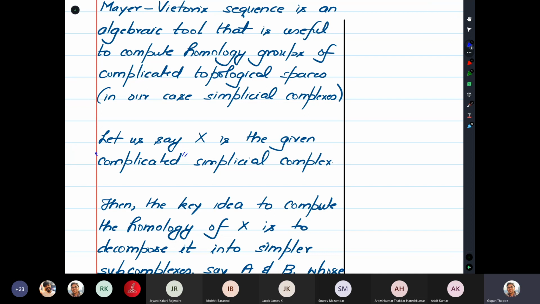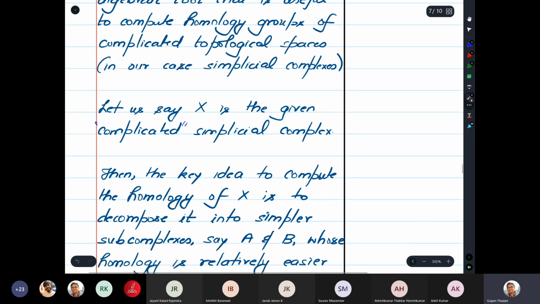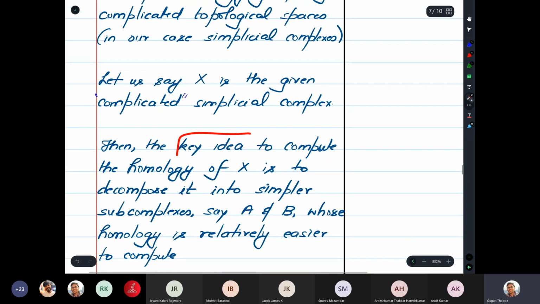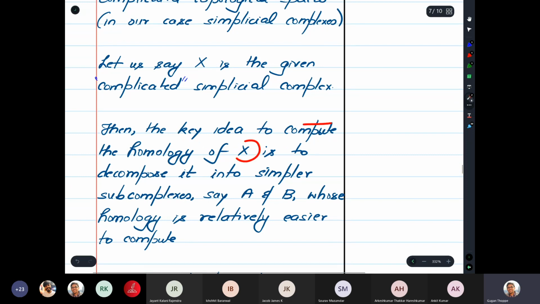At this point, let's say it's a simplicial complex whose homology spaces we are unable to figure out easily. Of course, with some effort it may be possible, but maybe it's not easy to figure out what the homology spaces associated with this given simplicial complex are. In that case, we will say X has a complicated structure, and the key idea in the Mayer-Vietoris sequence is to compute the homology of X by splitting or decomposing X into simpler subcomplexes, right?